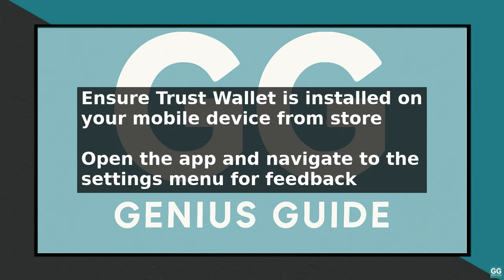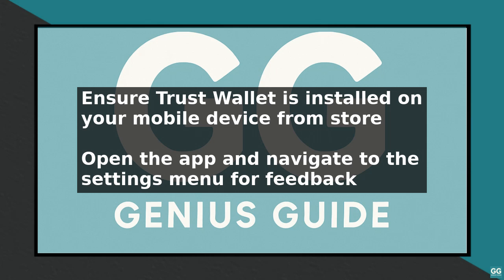To provide feedback on Trust Wallet installation, follow this step-by-step guide. First, ensure you have installed the Trust Wallet application on your mobile device, either from the Apple App Store or Google Play Store. Open the Trust Wallet app and navigate to the Settings menu, usually found in the top right or left corner of the screen.